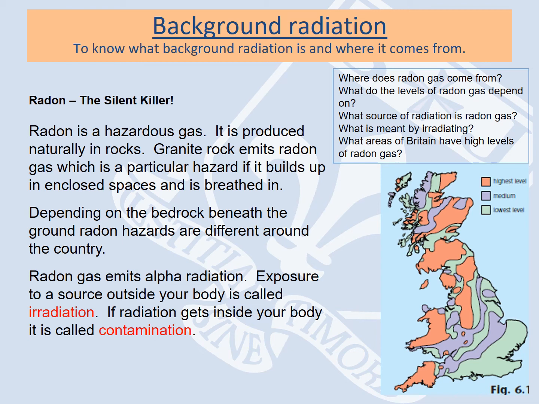If you look at the map on the right, we can see areas of the country where there are higher and lower levels of radon gas in the bedrock. None of these are to a level that would be above the safe levels of background radiation. The particular risk from radon comes from emitting alpha.